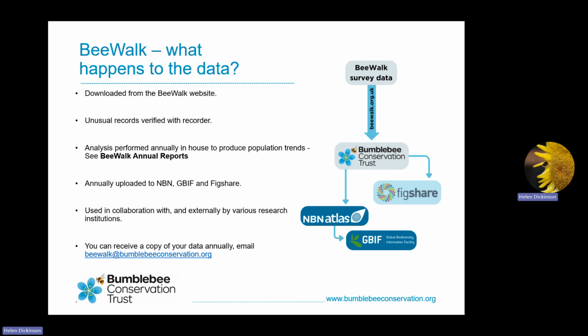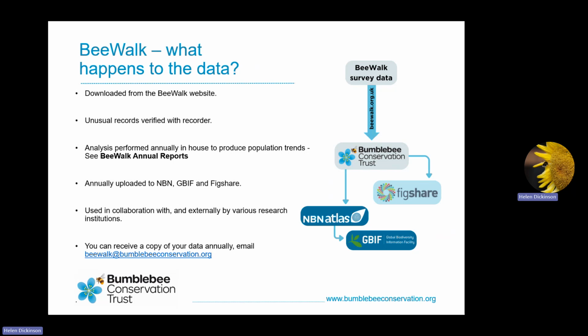So what happens to that data once it's submitted? Data is downloaded from the BeeWalk website and put through verification and validation processing. This identifies any unusual records, such as rare species in areas we wouldn't normally expect to see them. We can then follow this up with a recorder and find out some more information. Analysis is performed annually in-house, and this is to produce population trends.